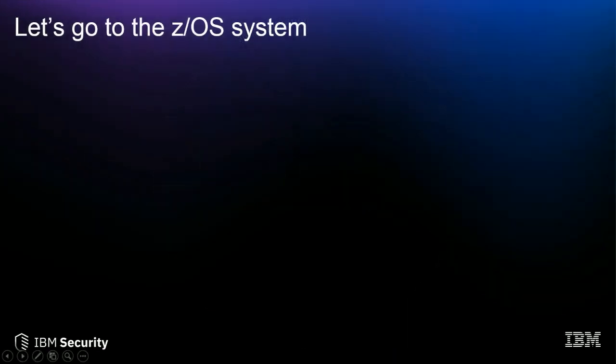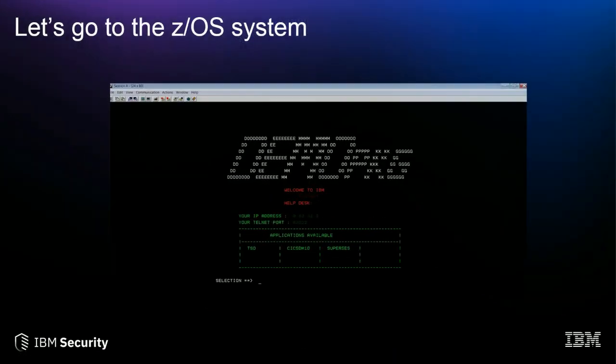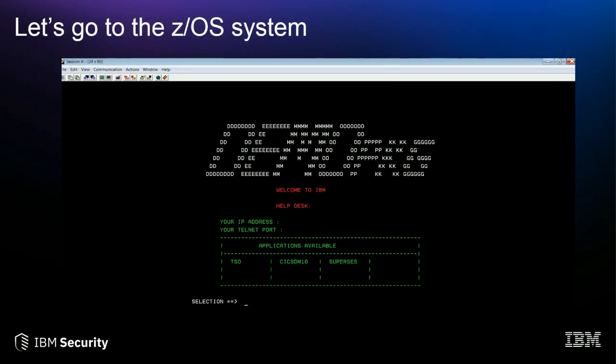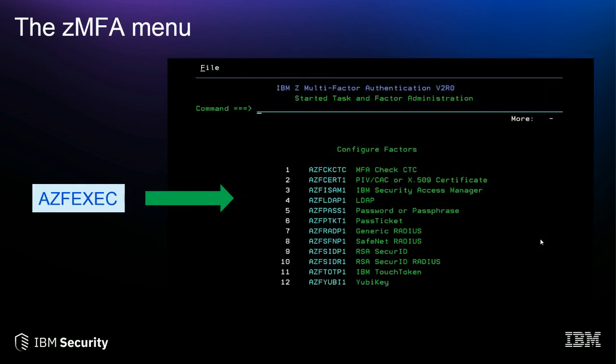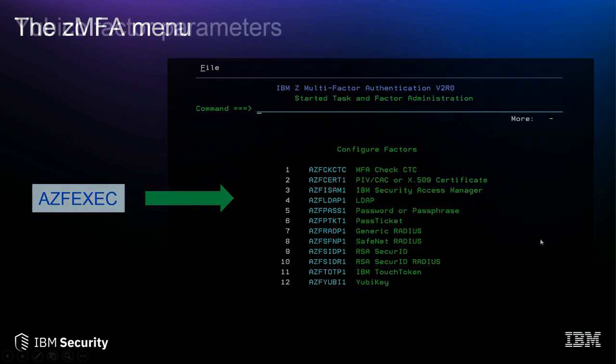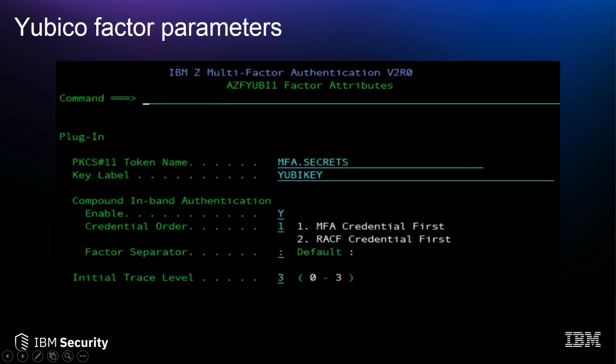Move on the z/OS demo system. I assume that zMFA is already installed and running on the z/OS. Anyway, you can find the detailed steps on the official zMFA installation guide. You can use the ZF-exec CLIST to launch the zMFA main panel and then select the Yubikey entry, that is the number 12. And here is the customization panel for the Yubico factor.